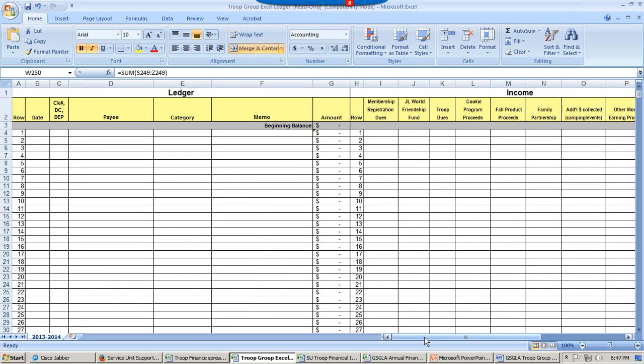Great. Okay, so here's an example of an Excel ledger that has been created, and this is basically one that mirrors that annual report.